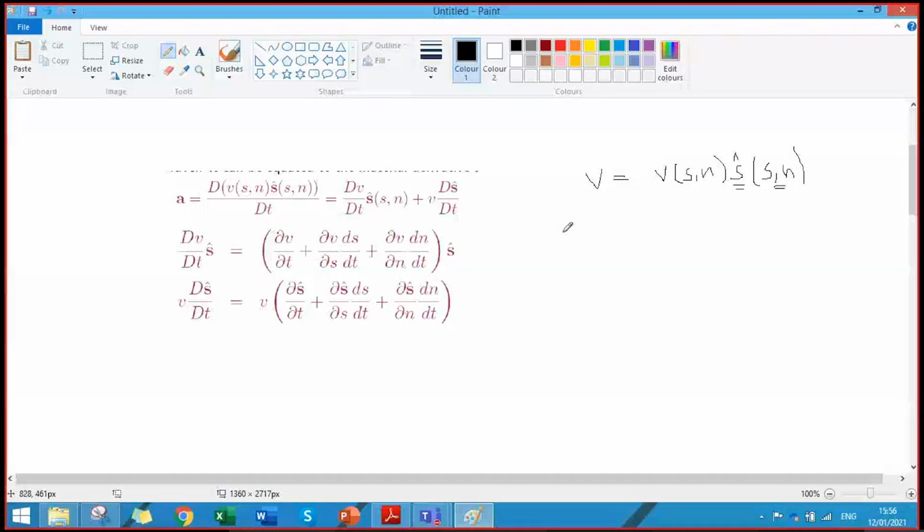Yes, sir. So if we take the total derivative of this velocity, dV by dt, we will be taking the total derivative of two components: V, which is a function of s and n, and this other function, s cap, which is basically the direction of the velocity and which is again a function of s and n. So which rule will you apply?